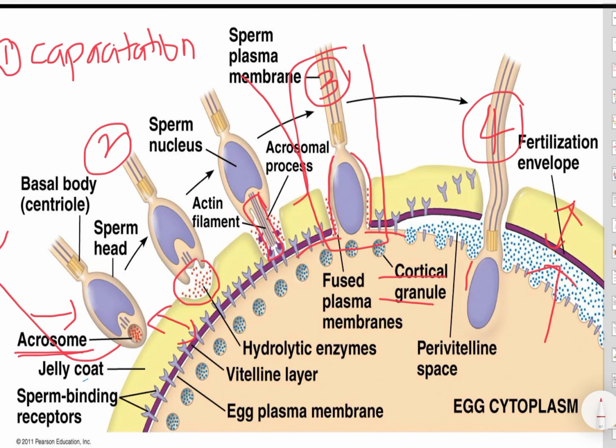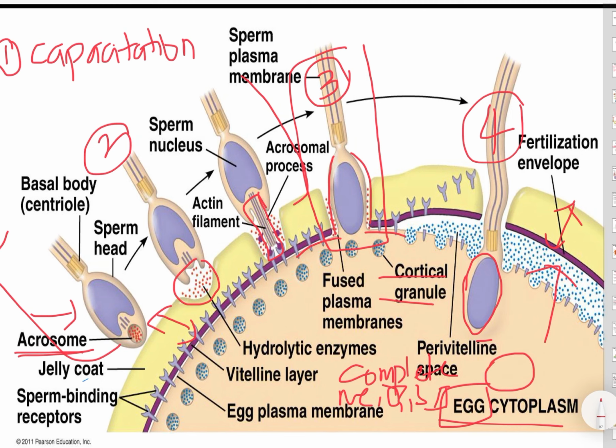And then only the nucleus of the sperm will enter the cytoplasm of the egg. And then the secondary oocyte akan complete meiosis 2. So bila dia complete meiosis 2, only then the nucleus of the egg will fuse with the nucleus of the sperm to form the zygote. So only then we say that the process of fertilization is complete. That's it.